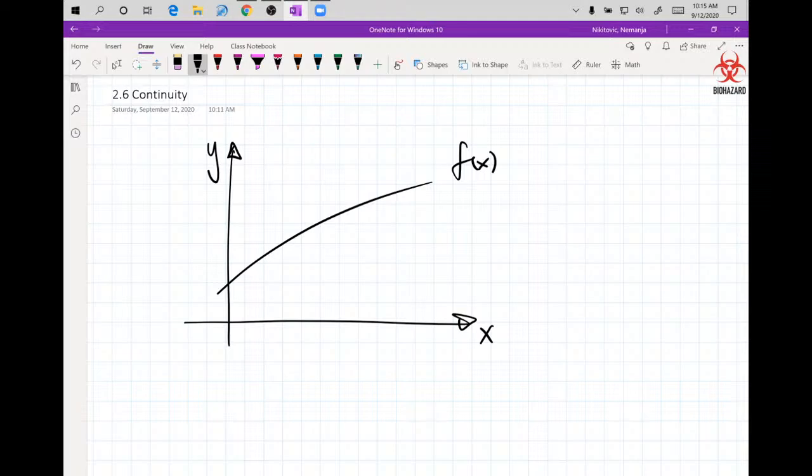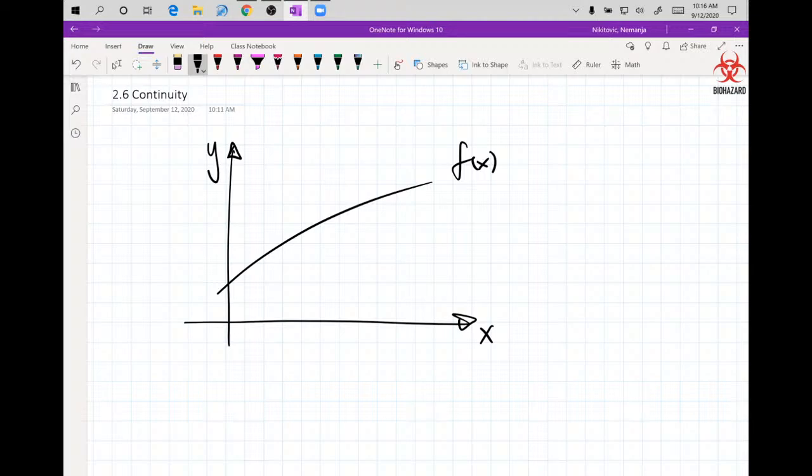Now we have global continuity and piecewise continuity. You can take a look at the entire domain and claim continuity, or you can just take a look at a piece of the domain and claim continuity. And we'll talk about those as well.